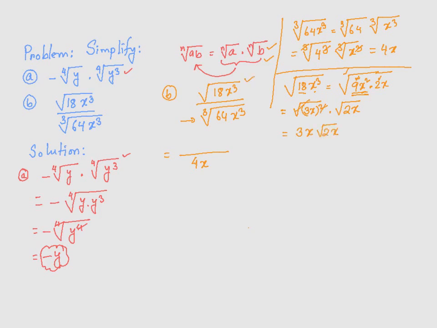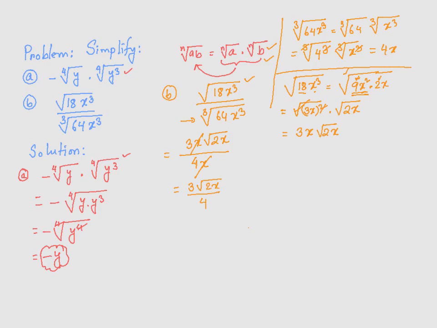So the numerator becomes 3x times square root of 2x. Now this x and this x are going to cancel out. That's going to give me 3 times square root of 2x divided by 4. That's what your final answer is going to be.